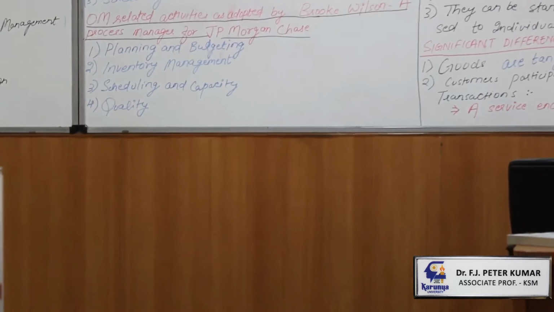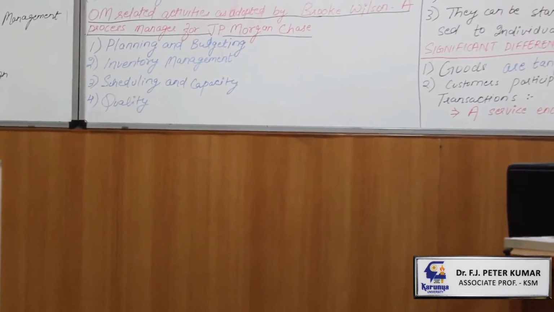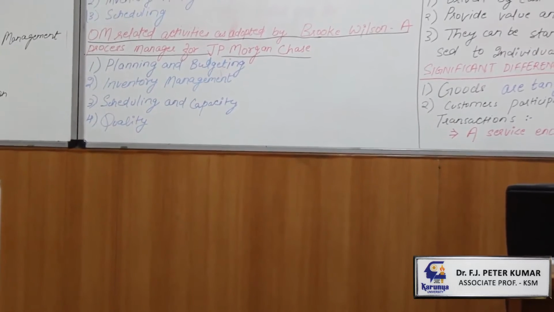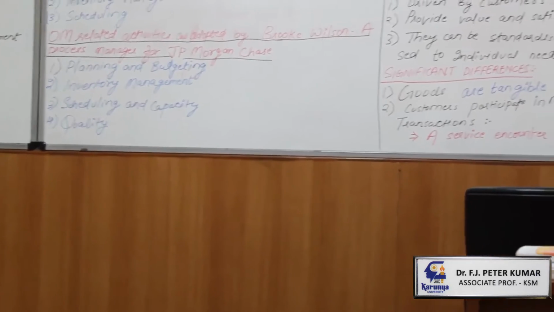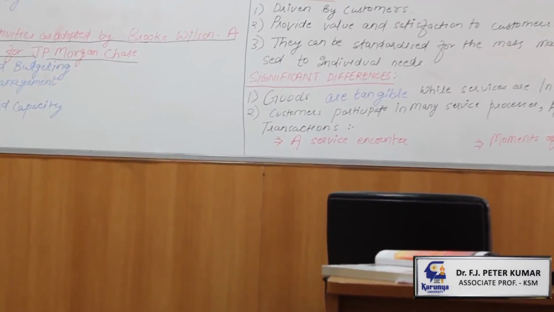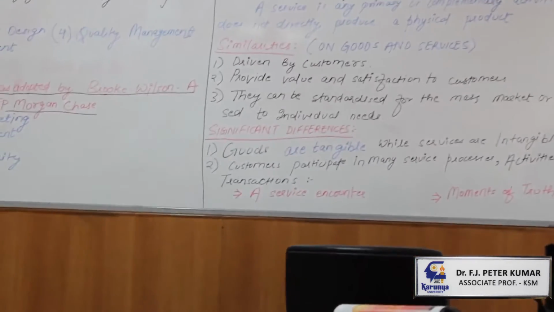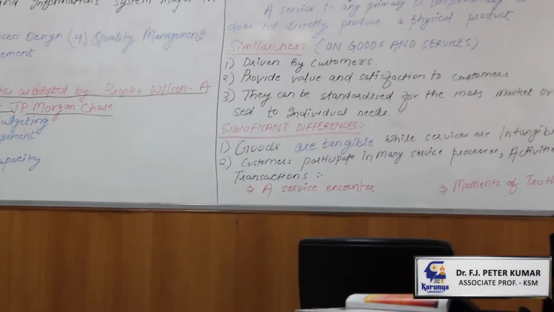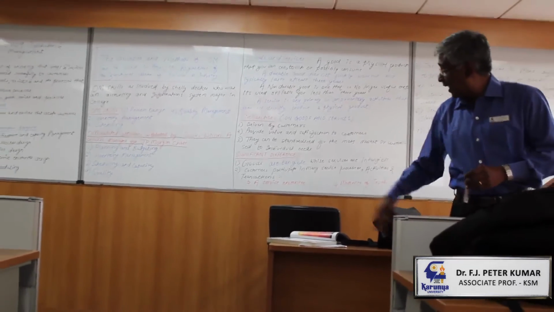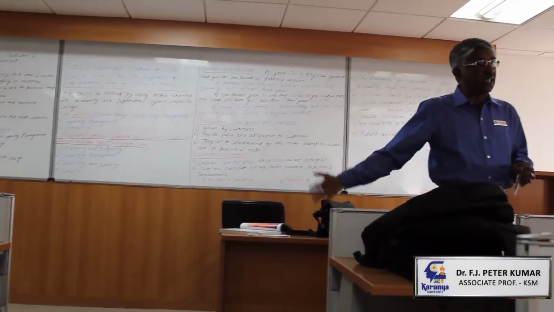All these four she used it. And certain activities by Brooke Wilson. That is, the first one is he started with planning and budgeting. Even though he's also not in the operation management business, he started a planning and budgeting session and started his business by applying inventory management. He also applied the scheduling and capacity.